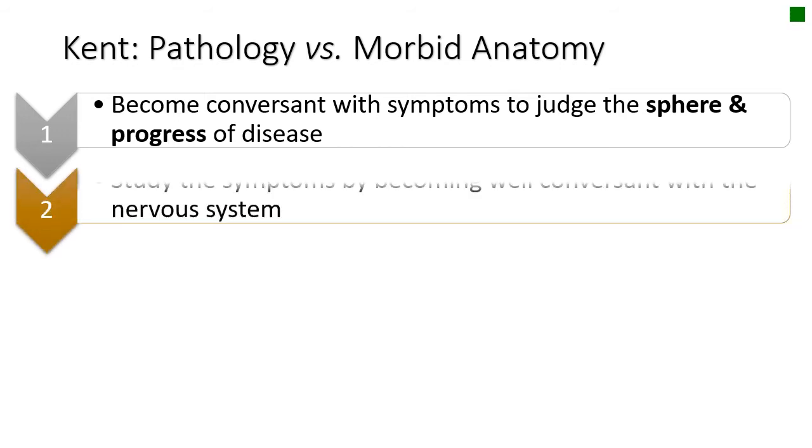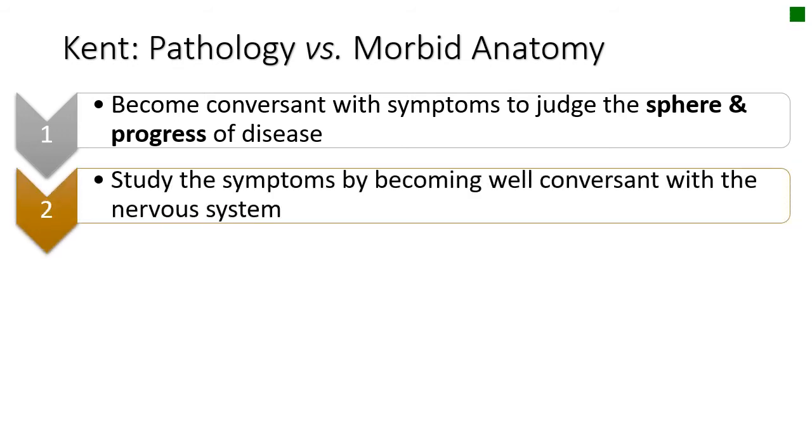The next thing that he mentions is that we must study the symptoms by becoming well conversant with the nervous system. This is extremely important. Let me give you an example. For instance, somebody mentions about a tingling sensation in the little finger and the fourth finger.